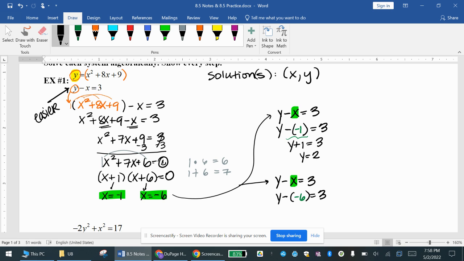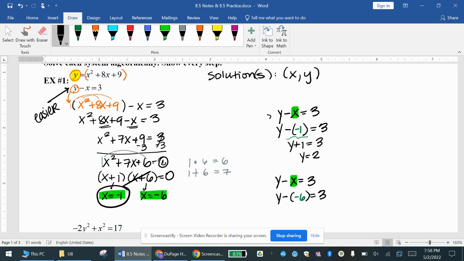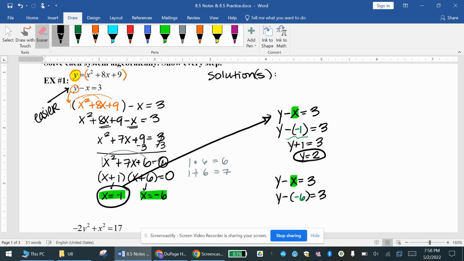So the partner for when I substituted, and actually let me draw these arrows separate. When I substituted x of -1, I got an answer of y equals 2. So one of my solutions, I'm going to make a little box here. So one of my solutions is -1 comma 2. So when I substituted -1, I got an answer of 2.